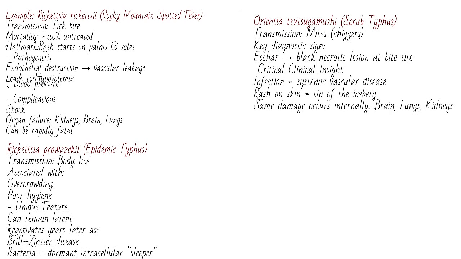Scrub typhus, caused by Orientia tsutsugamushi, spread by chiggers and mites, leaves a very distinct necrotic black spot at the bite site, the eschar, a classic diagnostic sign.